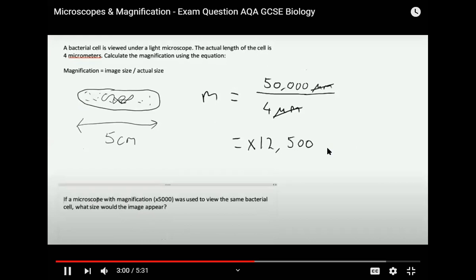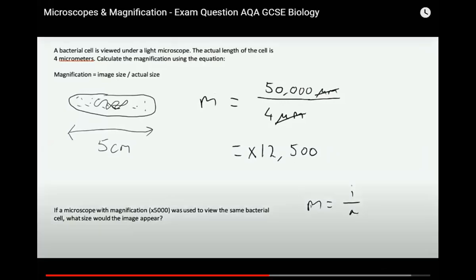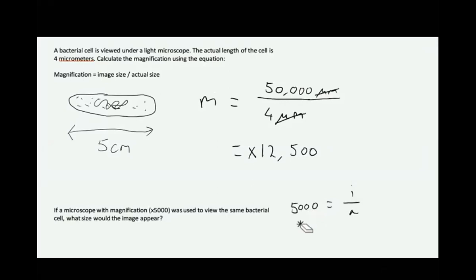What I'm going to say is that this time, M is still equal to, I'm going to say, image size over actual size, right? Because I can't be bothered to write the whole words out. Now, magnification, this time we know, is 5,000. Okay, image size. Now, image size is what we're trying to work out, so I'm going to leave it there.